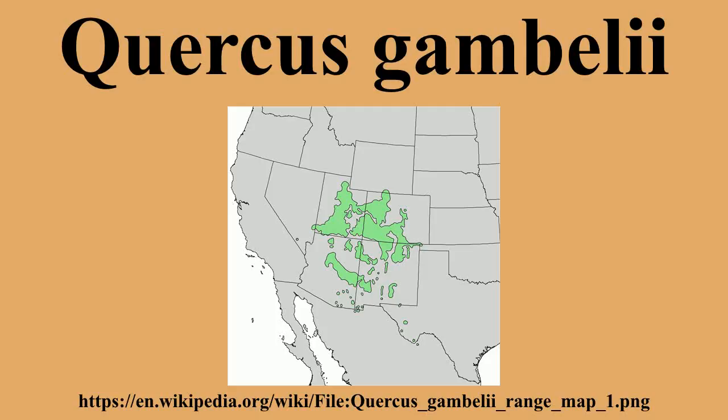Distribution. The natural range of Quercus gambelii is centered in the western United States and northwestern Mexico, in the states of Arizona, Chihuahua, Colorado, New Mexico, Sonora, and Utah. It also extends into Nevada, Wyoming, Idaho, Nebraska, the Oklahoma Panhandle, Coahuila, and western Texas. The tree typically grows at altitudes of 1,000–3,000 meters above sea level, where precipitation averages between 30 to 60 centimeters per year.